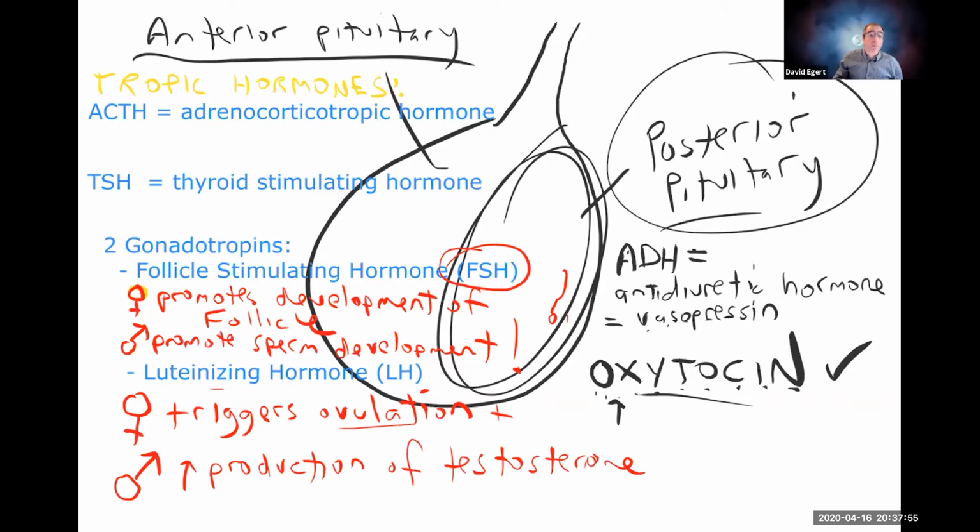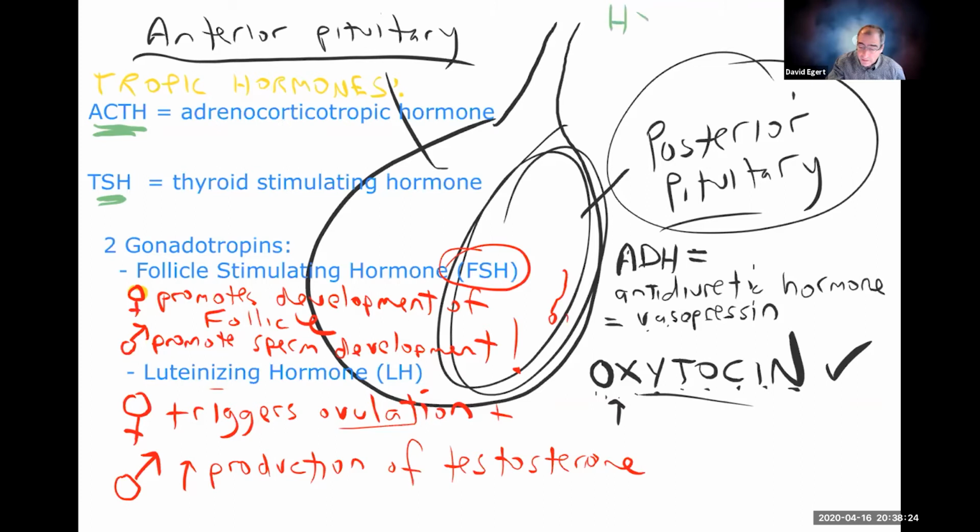All right, so tropic hormones from the anterior pituitary. We have ACTH controlling the adrenal cortex, TSH, thyroid stimulating hormone, controlling the thyroid, and these two different gonadotropins, follicle stimulating hormone and luteinizing hormone. And again, remember, I'm mentioning that these are all controlled by the hypothalamus.